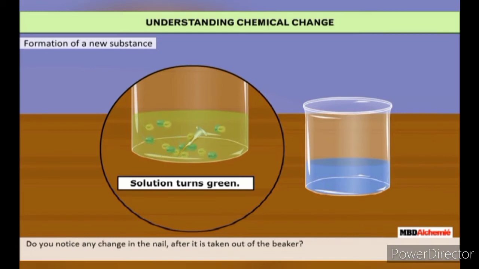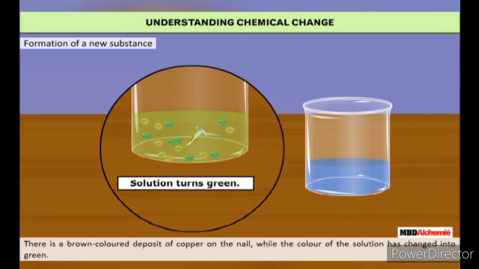Do you notice any change in the nail after it is taken out of the beaker? A brown color of copper deposit on the nail while the color of the solution is changed into green. This is an example of chemical change.